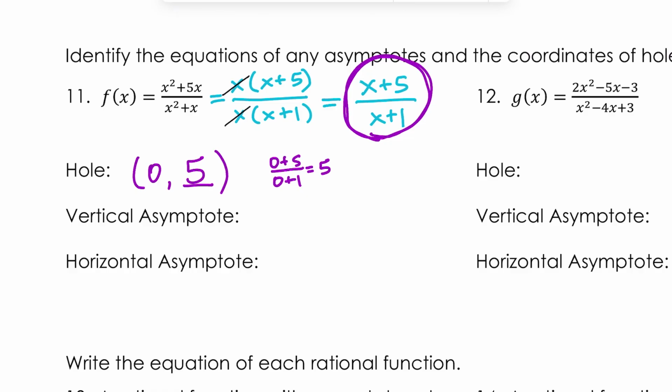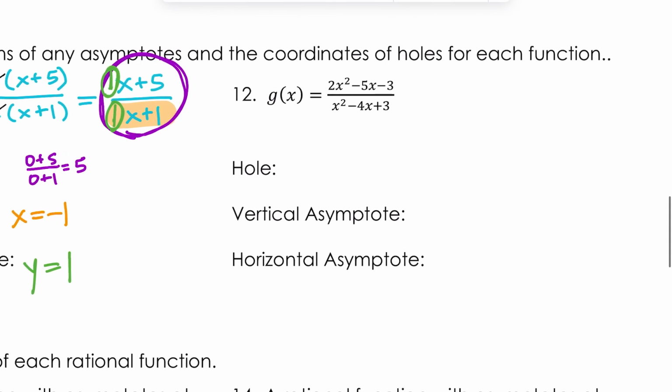Okay, the vertical asymptote is going to come from the denominator there, and so it's going to be x equals -1. And the horizontal asymptote, because we still have x's in both the numerator and denominator, we're looking at the coefficient of those x's, so it's like 1 over 1, y equals 1.